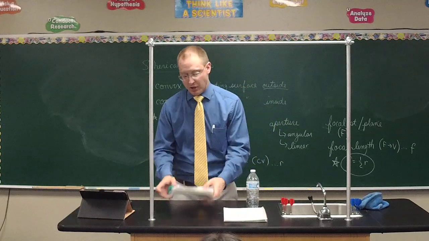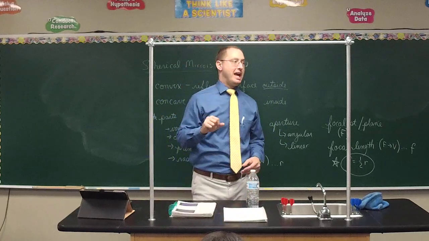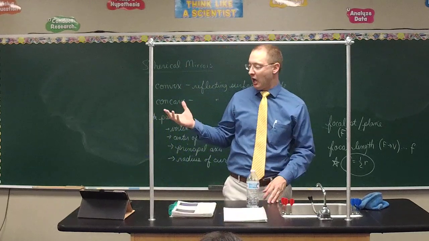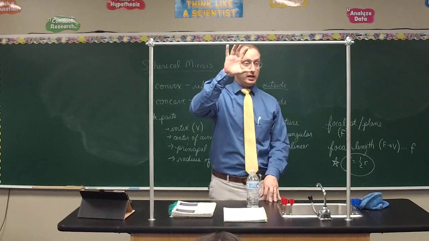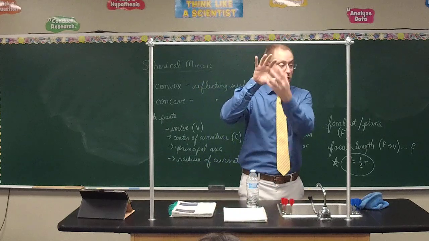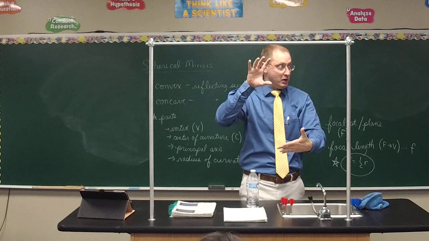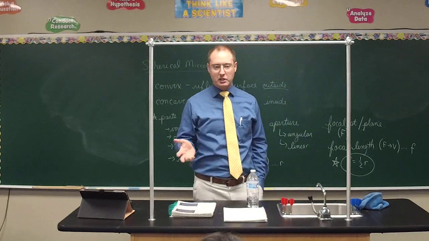Now, what if we had something that wasn't just a dot of light? What if we had an illuminated object, maybe a cell phone, for instance, with a picture on it? It's still producing light, which the light rays can then reflect off of a mirror. Or even if you had something that was simply illuminated.